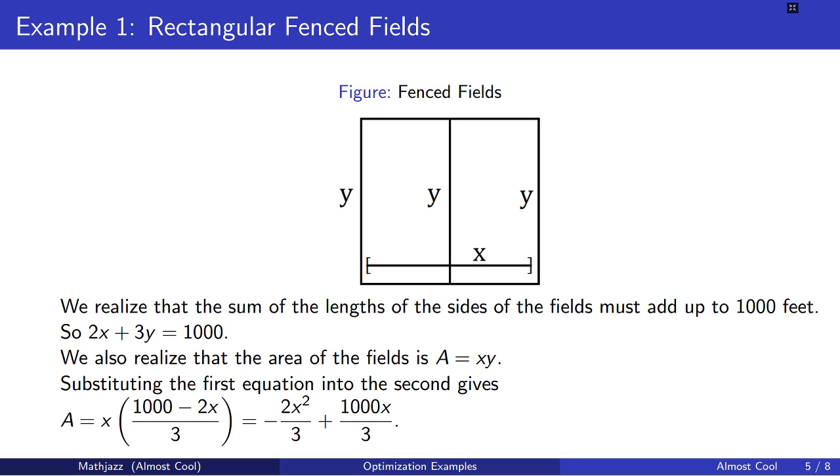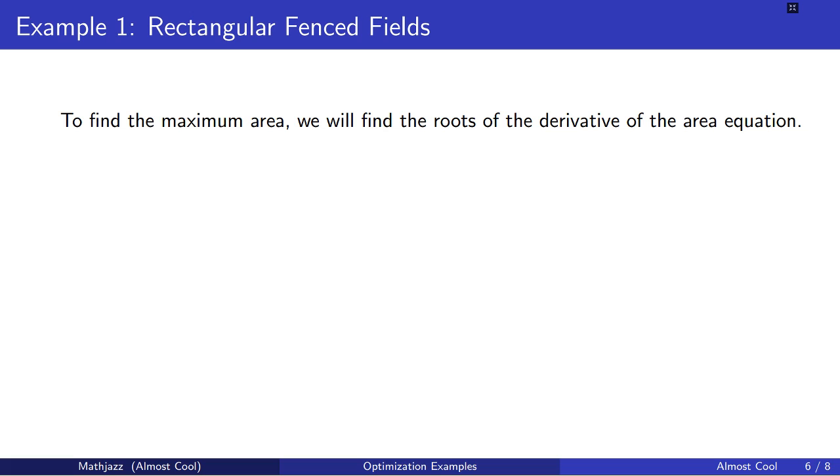If we solve for y and substitute into the area equation, we get that the area of the field is equal to negative 2x squared over 3 plus 1,000x over 3. To maximize the area, we need to find the roots of the derivative of the area equation. So we take the derivative and get A prime of x equals negative 4x over 3 plus 1,000 over 3. And then we set the derivative equal to 0.